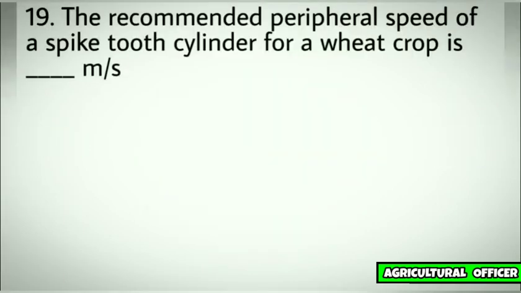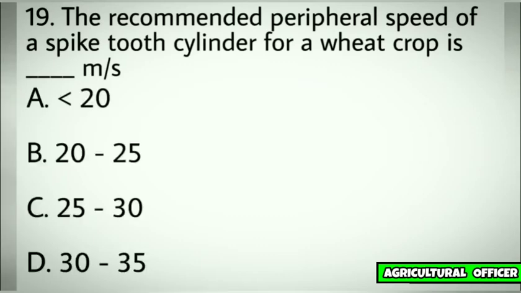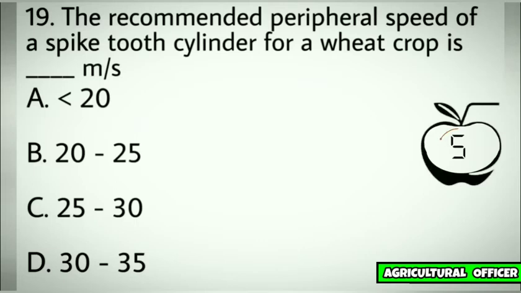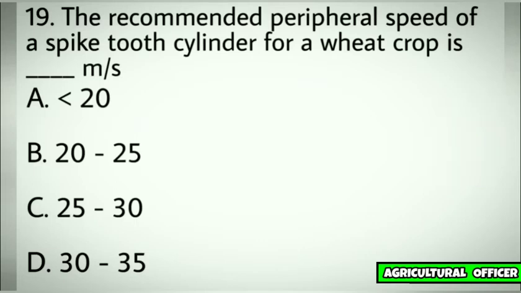The recommended peripheral speed of a spike tooth cylinder for a wheat crop is dash meter per second. Options A. Less than 20, B. 20 to 25, C. 25 to 30, D. 30 to 35. Correct answer C. 25 to 30 meter per second.